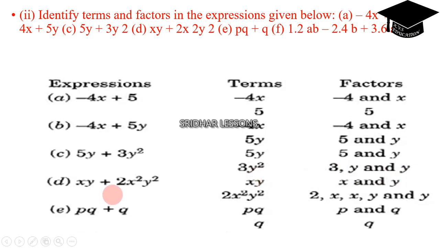Okay. Question D. xy plus 2x square y square. The terms are xy and 2x square y square. Two terms we have. So the factors for xy are x and y. And for 2x square y square, the factors are 2, x, x for x square and y, y for y square. Okay.